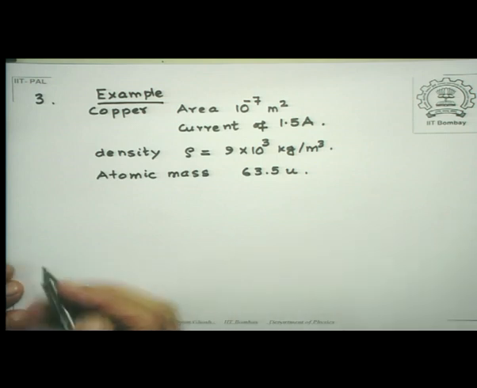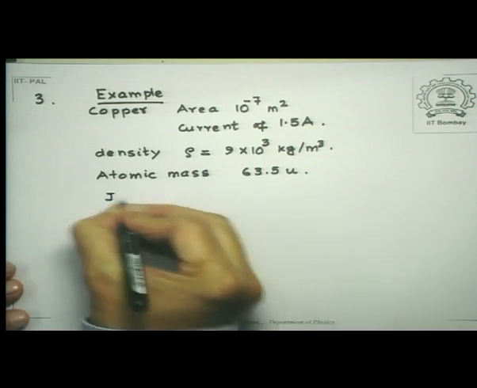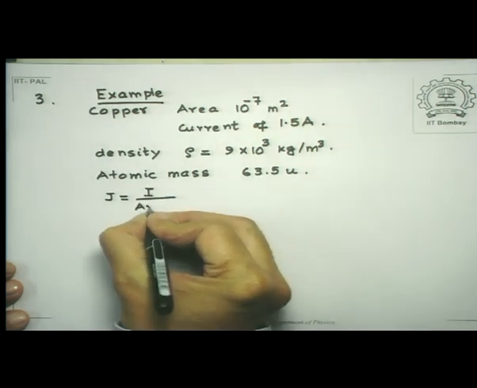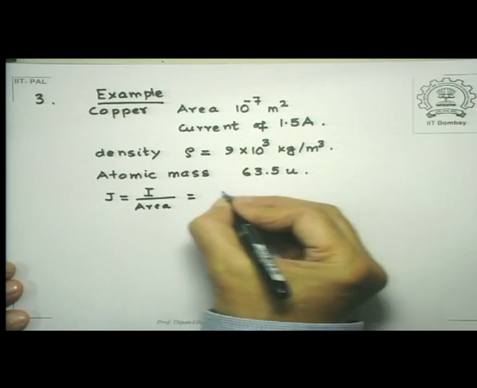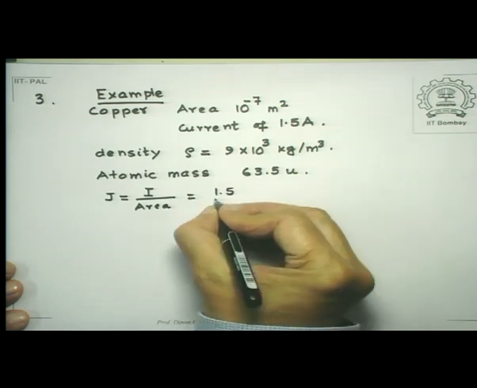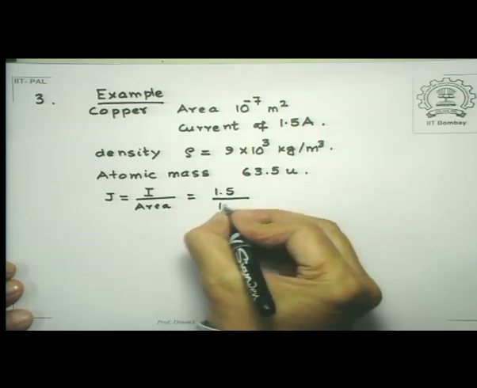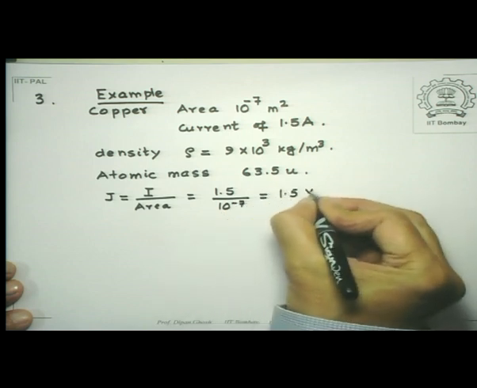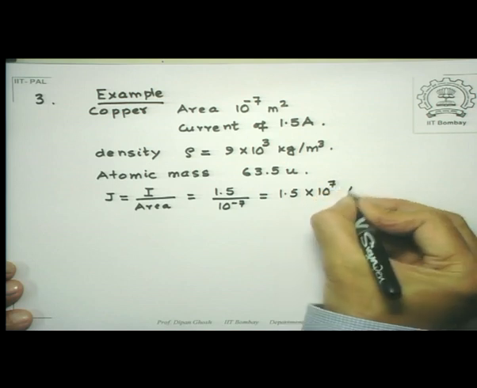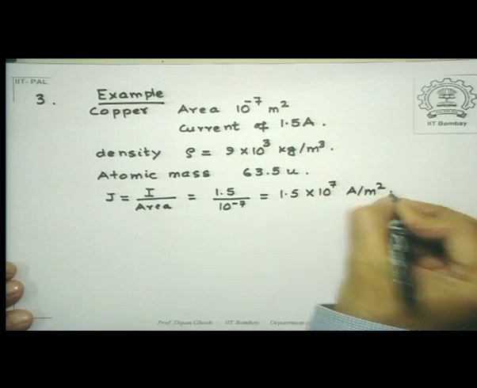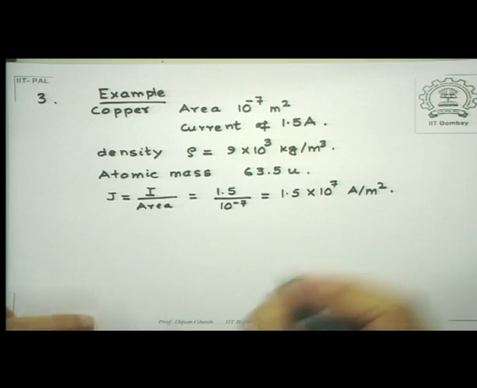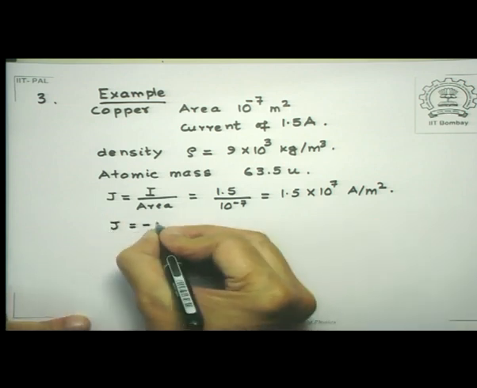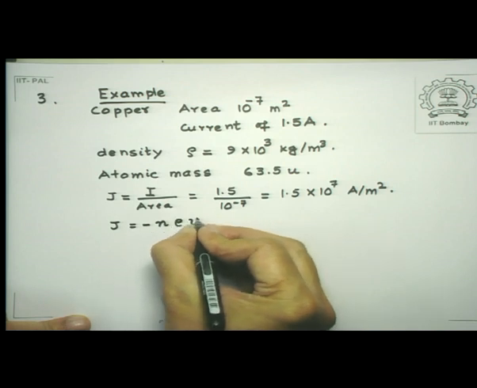The current density is fairly straightforward. The current density is simply the current I divided by the area. Current is given to be 1.5 amperes and area is 10 to the power minus 7. So therefore, this is 1.5 into 10 to the power 7 ampere per meter square. I had already obtained this relationship, J is equal to minus n e Vd.